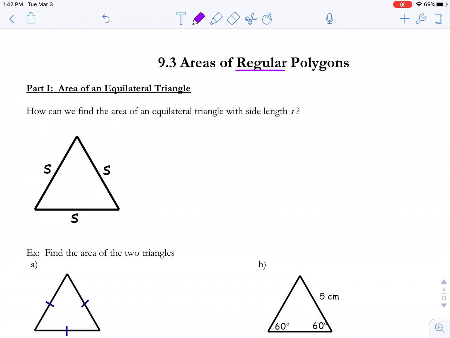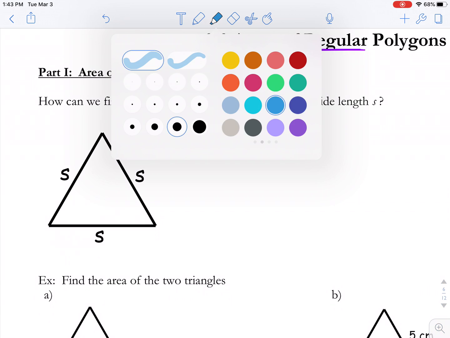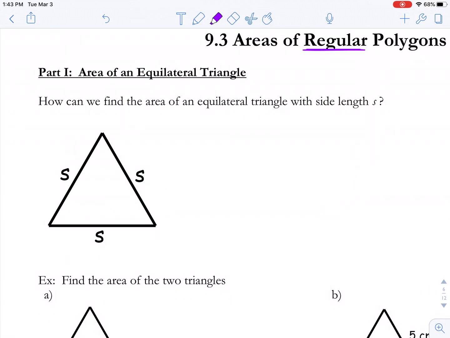Hey guys, welcome back. Today we're going to look at how to find the area of regular polygons. So if you remember, regular means all the sides are congruent and all the angles are congruent. These are very unique polygons, so they have unique formulas. We're going to start off with a regular triangle, which is more commonly known as the equilateral triangle.